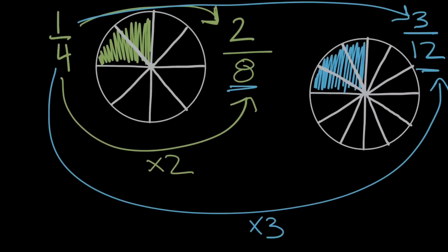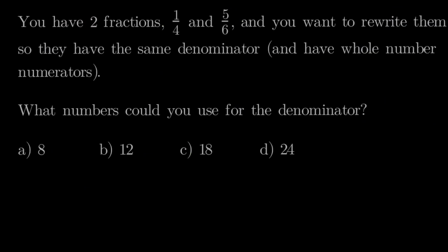Something that we can multiply our denominator by, so we can multiply the entire amount of pieces. And again, so this is super clear, 1/4 and 2/8 and 3/12, they all represent the same amount. Whether we had 1/4 the original, here's 2/8, 3/12, they're all equivalent. They all represent the same amount. They're just different ways of writing the same number. Back to our original question, what denominators can we use for fourths and for sixths?